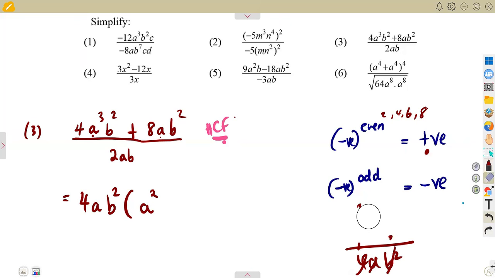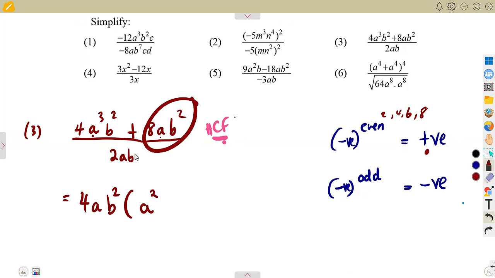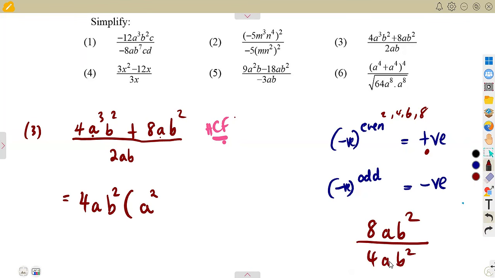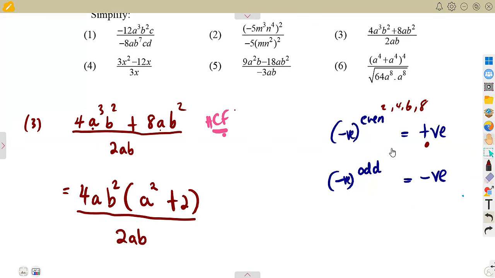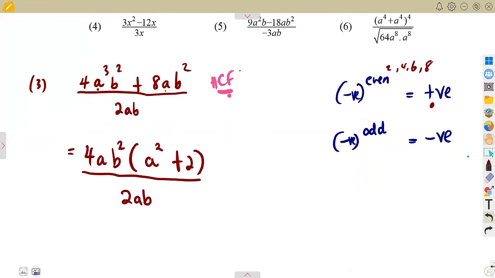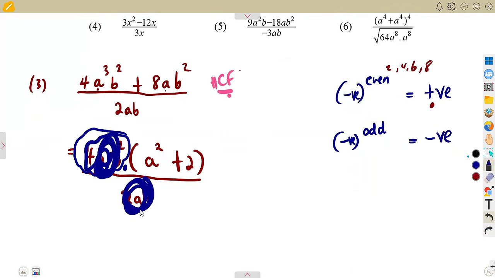We do the same thing on this 8. This divided by this, so that means we've got 8ab squared over 4ab squared. The a and the a are the same, the b squared and the b squared are the same. So 4 into 8 is 2 times. So that is going to be a squared plus 2, everything over 2ab in the denominator. So that's it. Once you've factored out, you have the power to divide these terms outside, because it's a product that you have. So this can be divided by this.